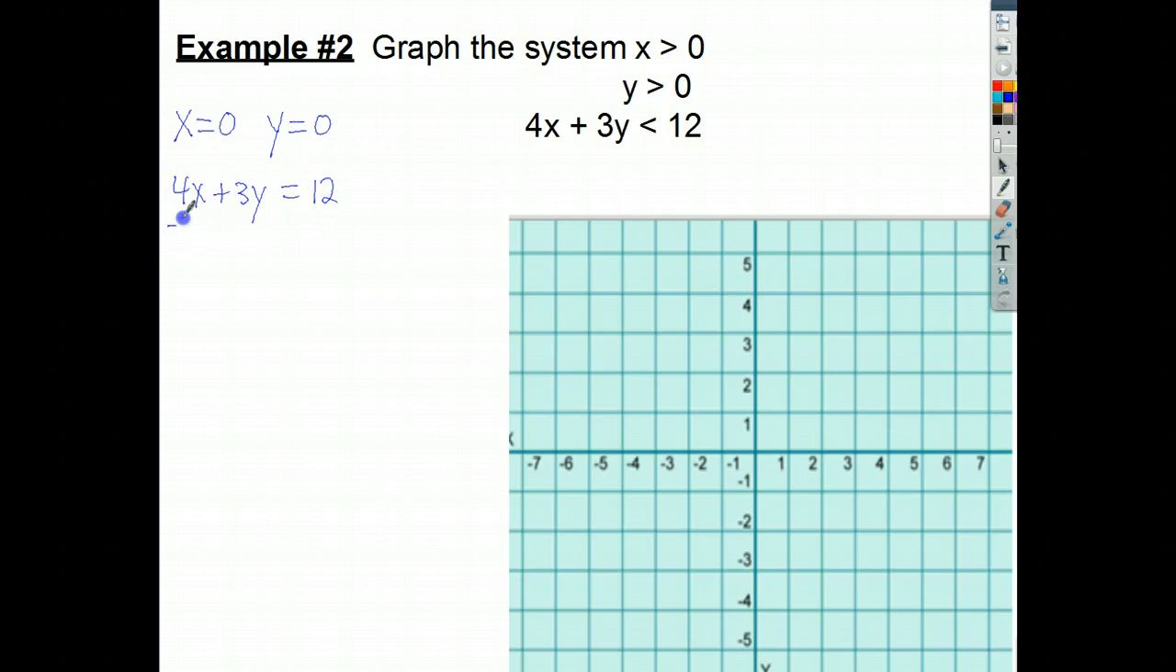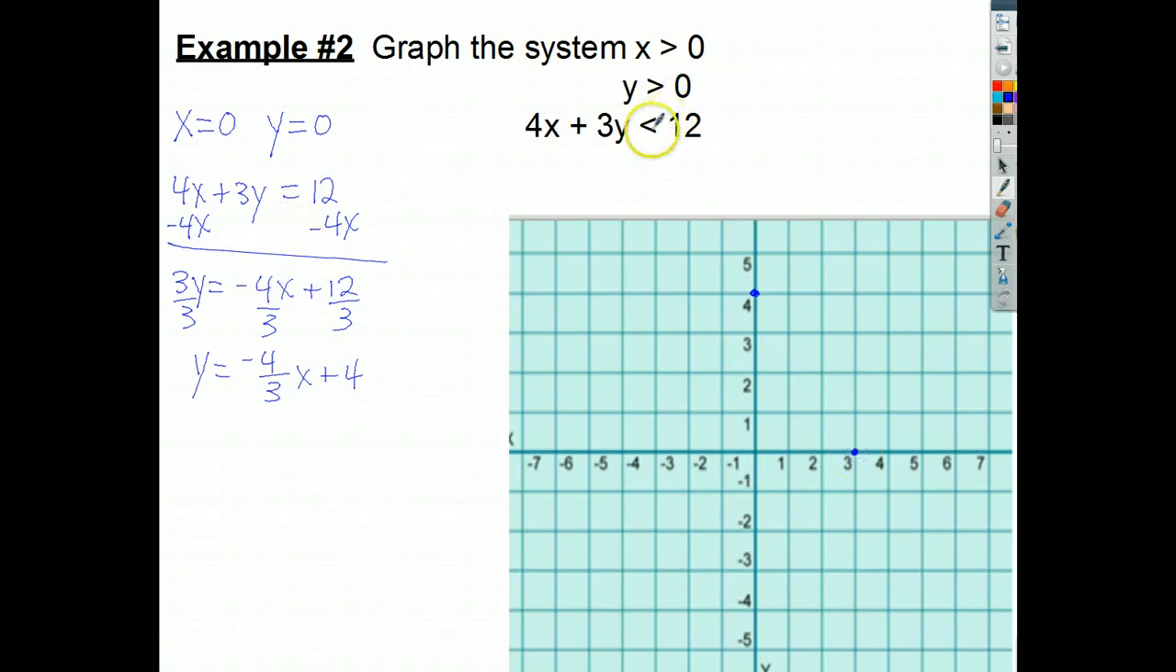Well, this one I'll have to put in slope-intercept form to graph, so we subtract 4x from both sides. We get 3y equals negative 4x plus 12. Divide everything by 3 to get y by itself. We get y is equal to negative 4/3 x plus 12 over 3 is 4. Okay, let's start graphing these. This one crosses at positive 4. It goes down 4 and to the right 3.